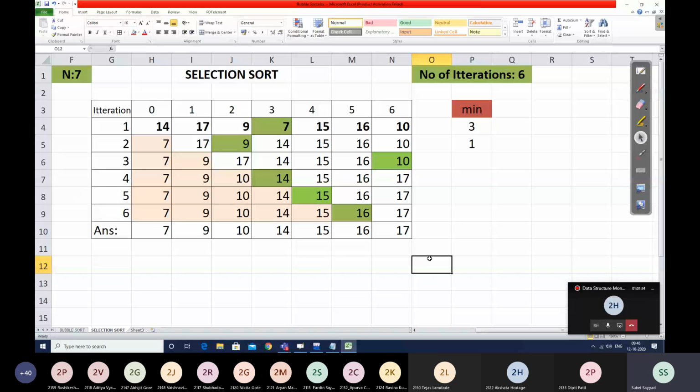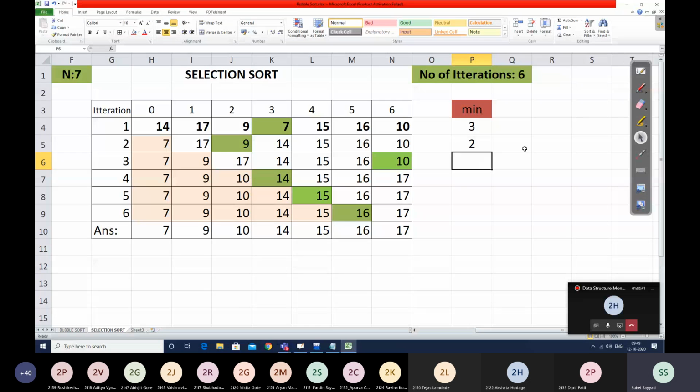Again, I'll check whether A of 3 is less than A of mean. No, value of mean will not change. Whether A of 4 is less than A of mean. No, value of mean will not change. Whether A of 5 is less than A of mean. No, value of mean will not change. Whether A of 6 is less than A of mean. No, so the value of mean will not change. Mean will remain 2. So now swap of A of 2 and A of 1 will be done. So 17 and 9 get swapped.